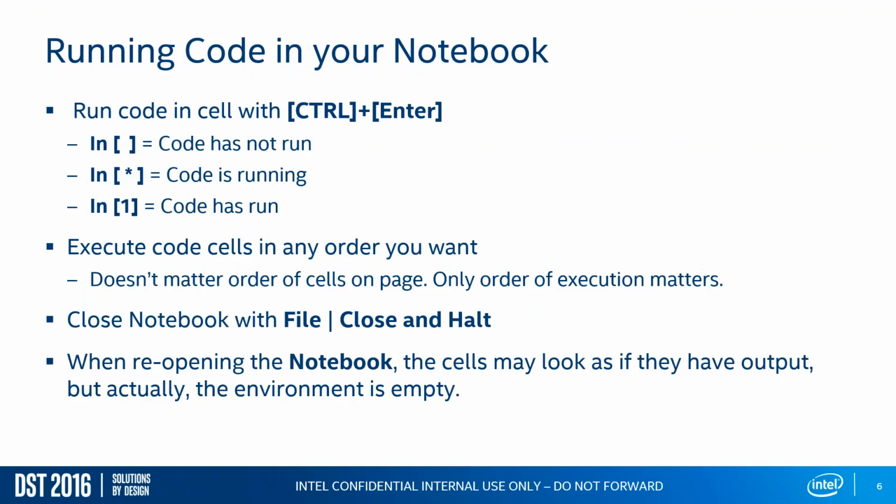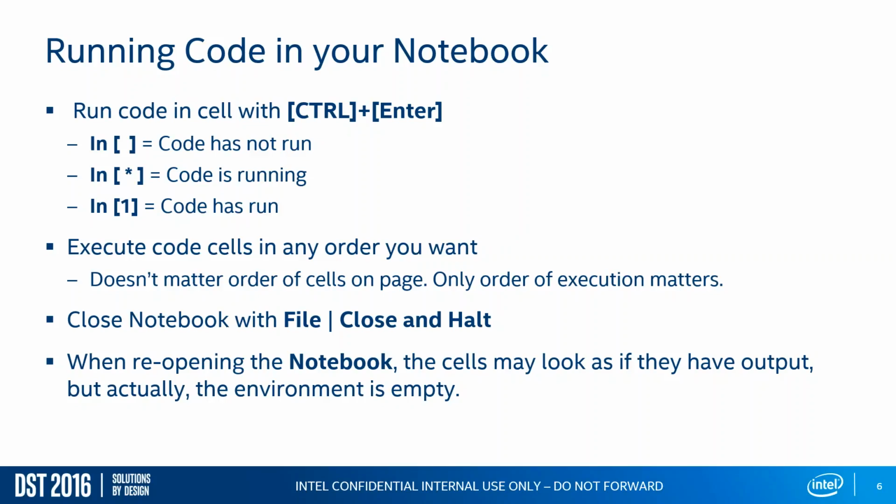Okay. One last introduction to the notebooks before we get going here, and that is how you run your code. You've got some simple options. You can do Control-Enter, which is the quick and easy way to do it from your keyboard. You'll know that code has not run if the In brackets is empty. You'll know that code is running if you've got an asterisk, and you'll know that your code has run if you have a 1, a 2, or 3, or any other number in there.